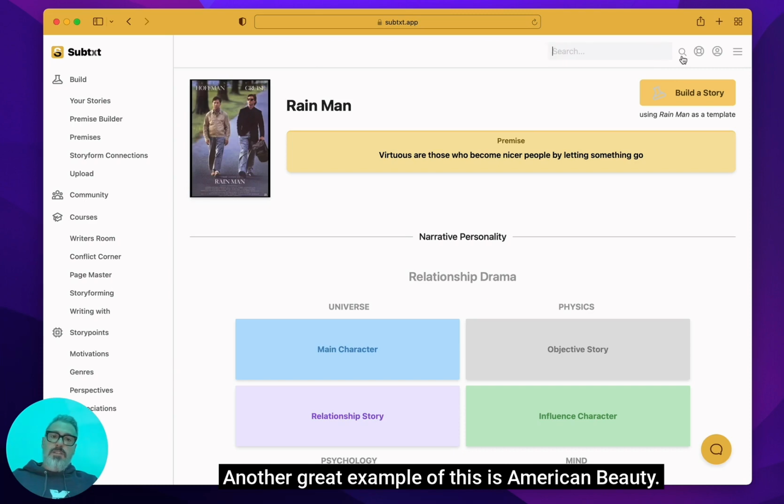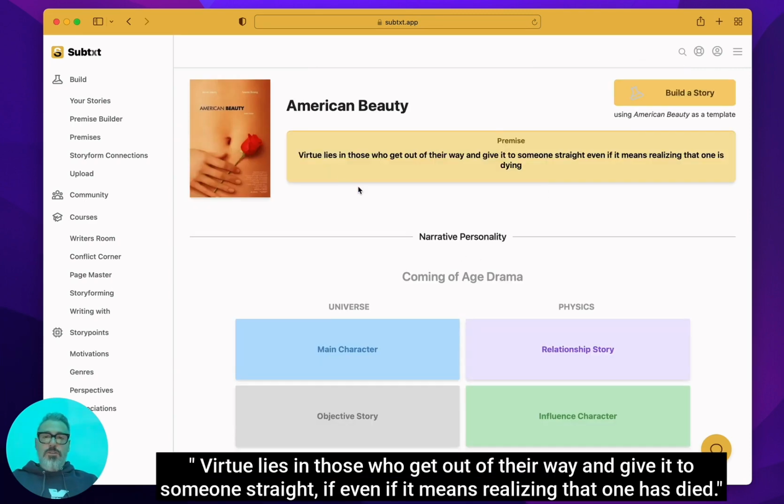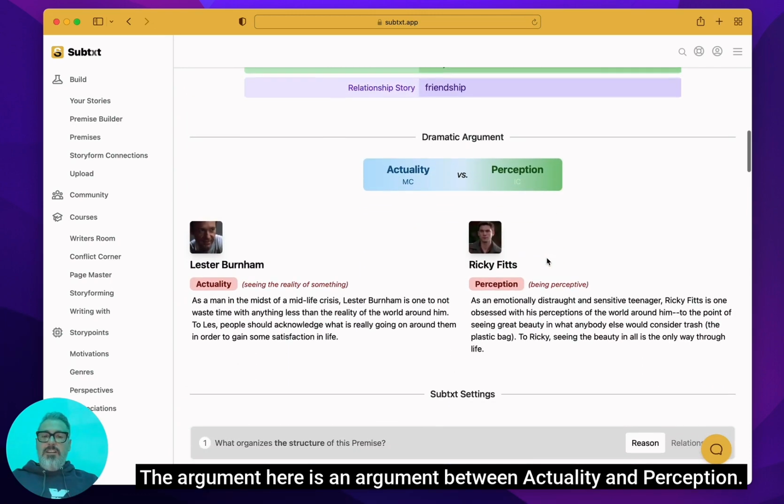Another great example of this is American Beauty. American Beauty is another story of virtue. Virtue lies in those who get out of their way and give it to someone straight, even if it means realizing that one is dying. The argument here is an argument between actuality and perception.